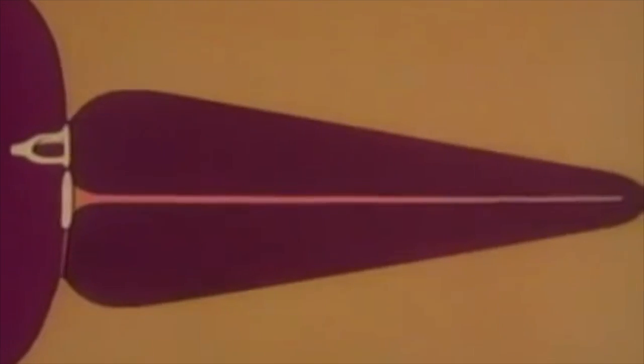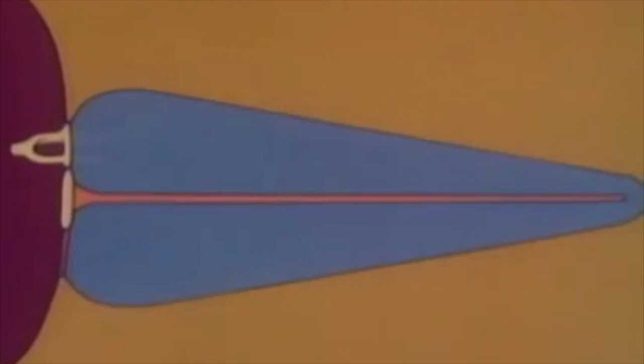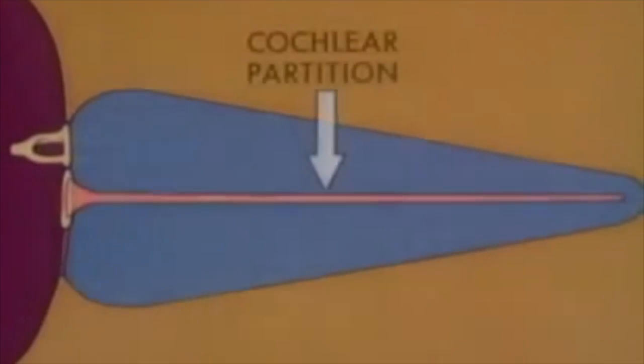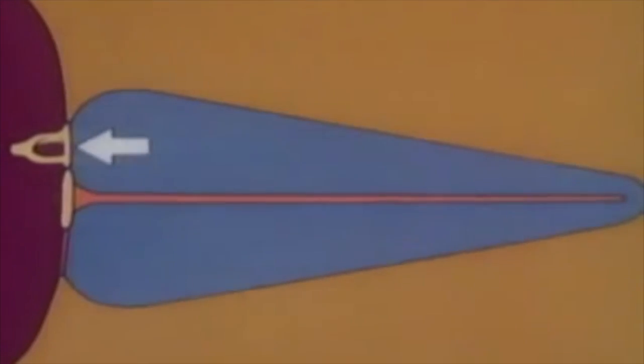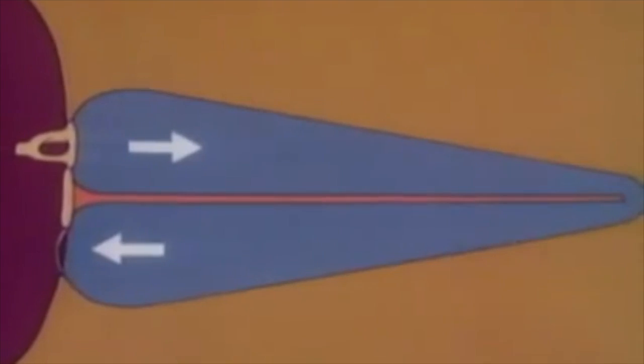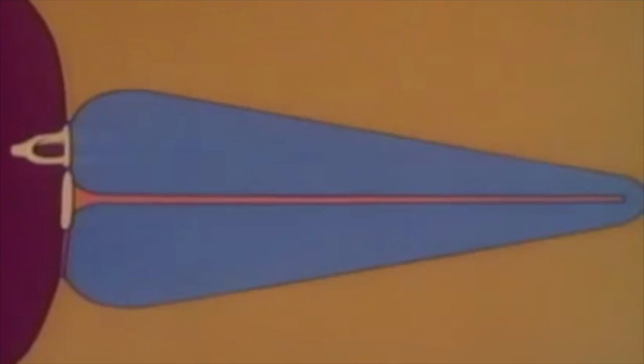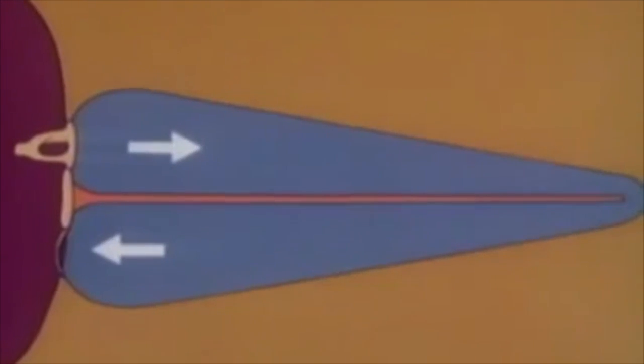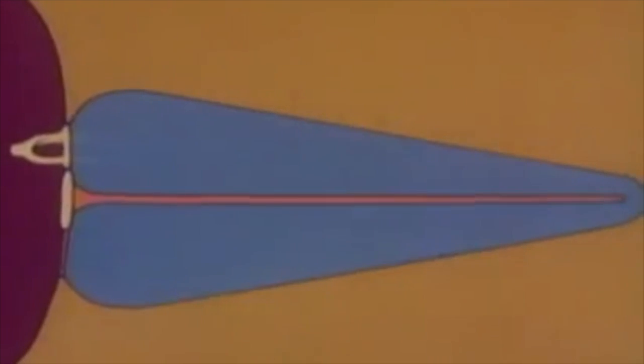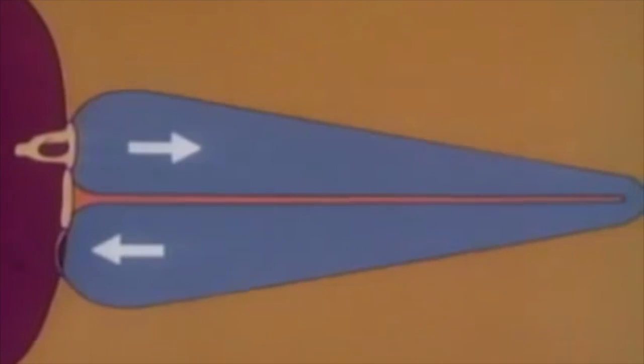It is filled with fluid and divided along most of its length by a hollow fluid-filled duct called the cochlear partition. The cochlear structure is excited through the oval window by motions of the small bones in the middle ear. As the window moves inward, fluid is displaced toward the small end of the cochlea. If the motion is slow, the fluid passes through an opening in the cochlear partition and then back on the other side to the large end.